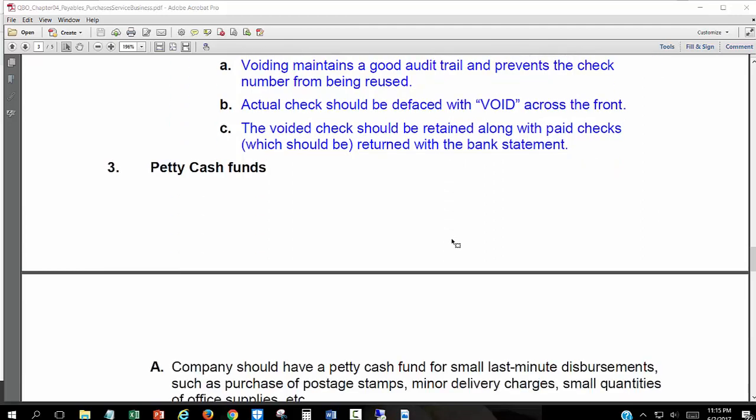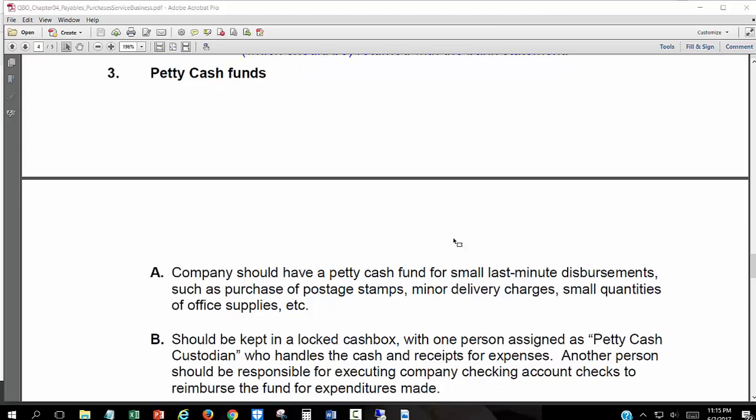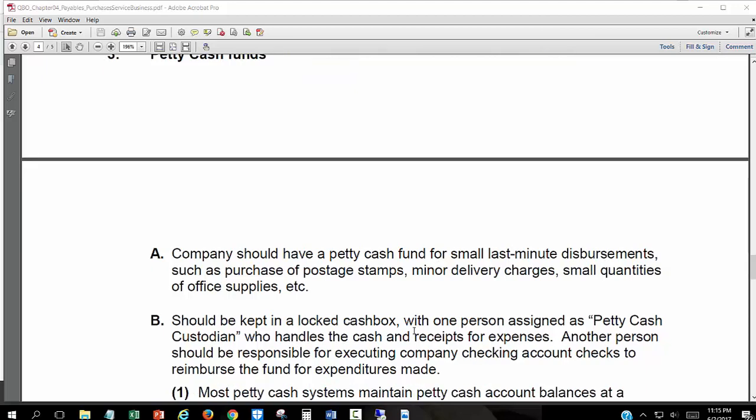Smaller cash disbursements happen with petty cash funds. Petty cash funds are for small purchases, last minute things, small quantities of items that don't break your petty cash box amount. And typically petty cash should be a fund of maybe $100 to maybe $300 to $500 max. And the disbursements in there should be less than $100, more like 50, 75. So the cash should be kept in a locked cash box, and you should have a petty cash custodian who's not the person who does the accounting for it.